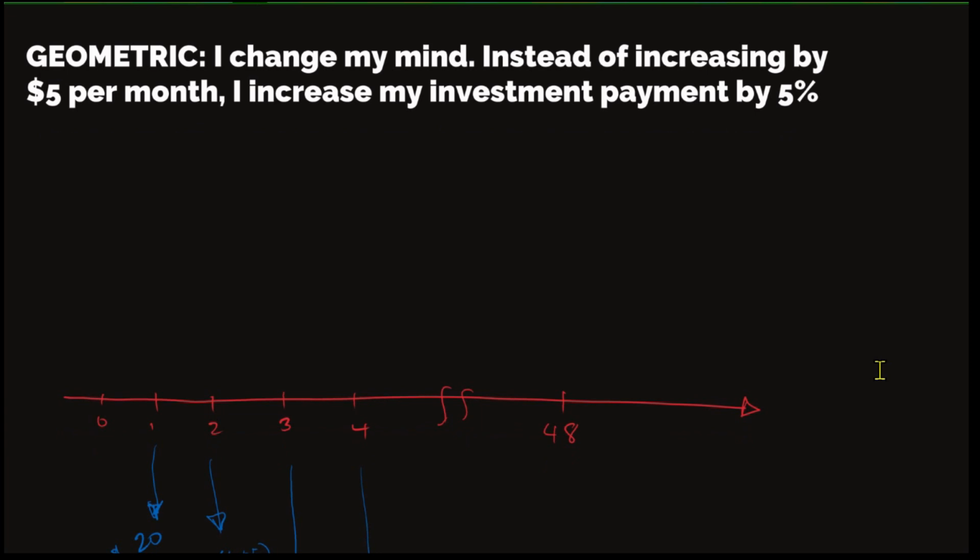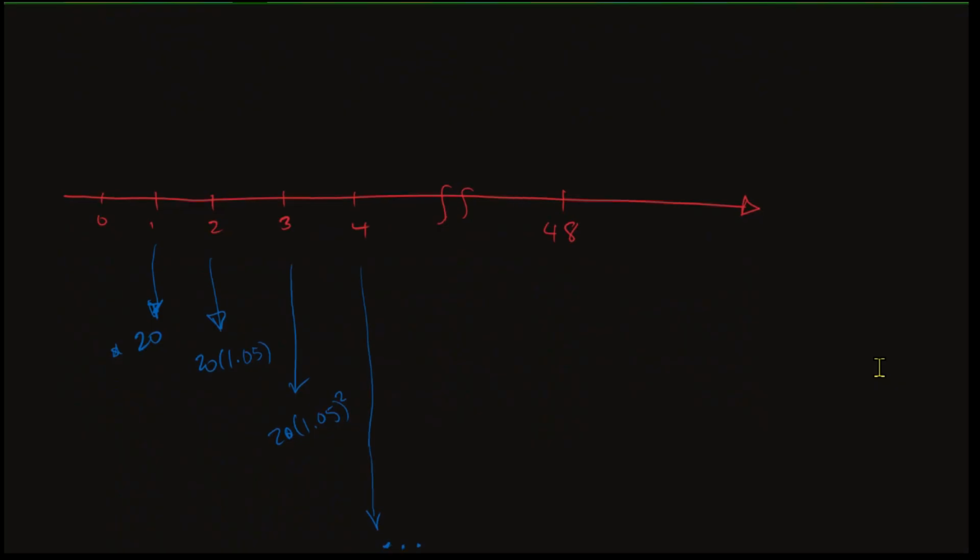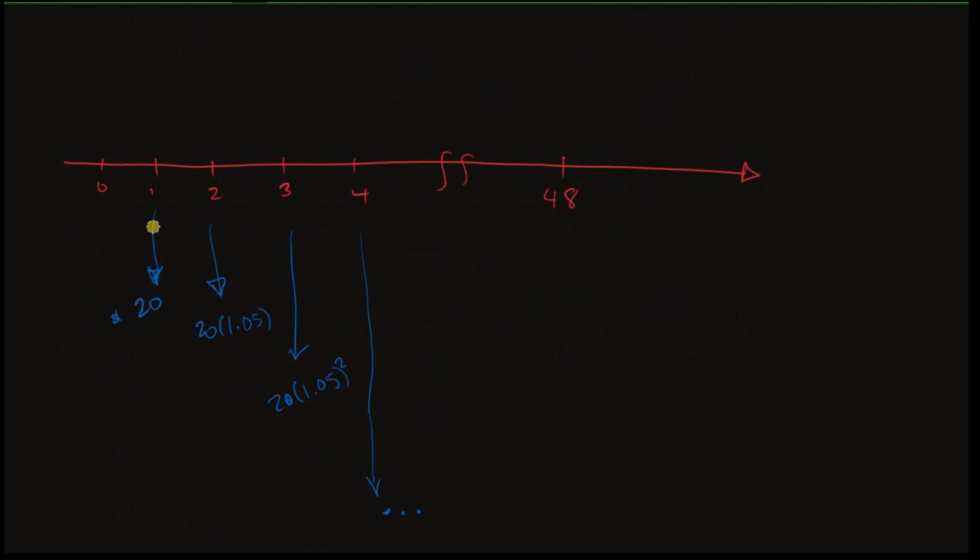So let's say instead of increasing our payment by $5, now we're going to increase our payment by 5%. So whereas before it was 20, 25, 30, 35, now it's going to be 20, but then it's going to be 20 times 1.05, which is to say increasing by 5%. And then the next one would be 20 times 1.05 times 1.05. And so now every time we're increasing by 5%. So now we have this geometric growth, this exponential growth going all the way out to month 48.